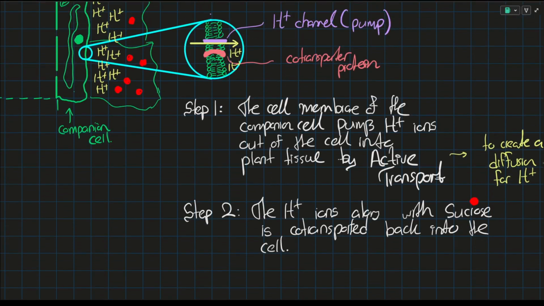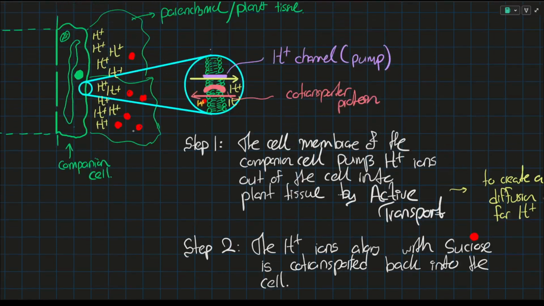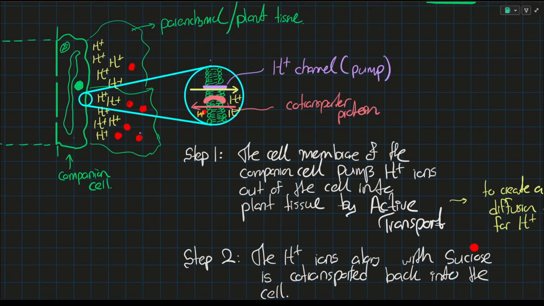So let's write it down like this. In this direction, along with sucrose, now we have H plus coming back. H plus coming back. That's step 2. Now, where's the sucrose? Where's the sucrose now? The sucrose was here before. Now it's in the companion cell.